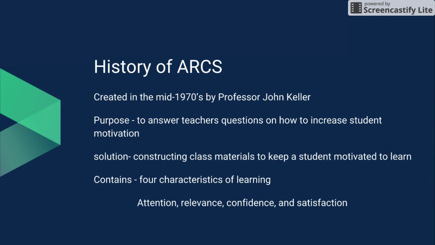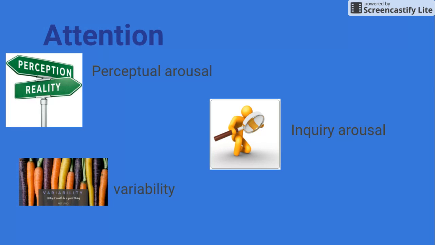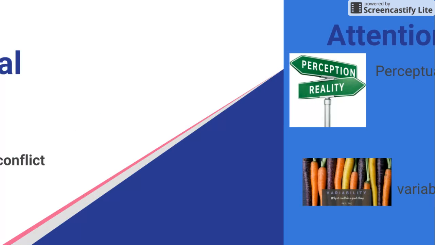The ARCS theory contains 4 characteristics of learning and motivation. They are attention, relevance, confidence, and satisfaction. The first step was designed to capture student interest, thus stimulating the curiosity to learn. Attention is divided into 3 categories: perceptual arousal, inquiry arousal, and variability.